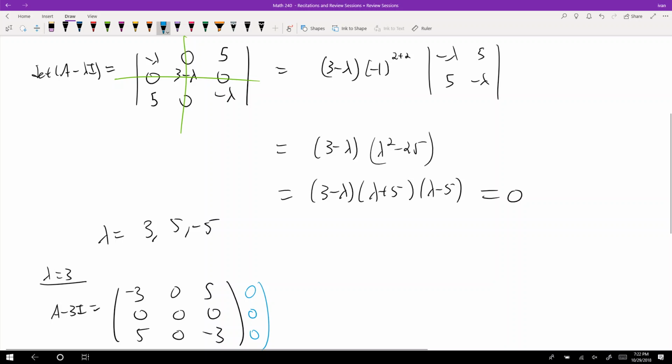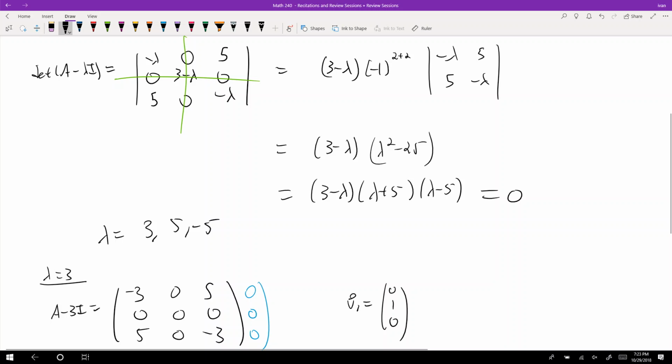Yeah, 0, 1, 0, right? Because if I multiply this matrix by 0, 1, 0, that just takes the second column. Okay, so we want 0, 1, 0. And so here, let's just say V1 is equal to 0, 1, 0.